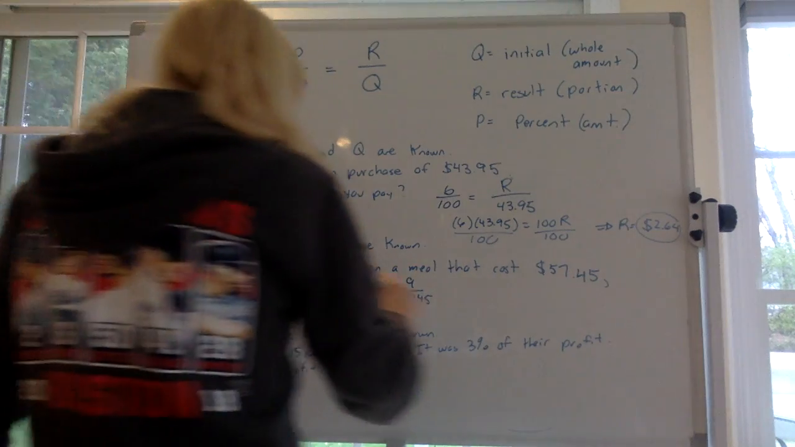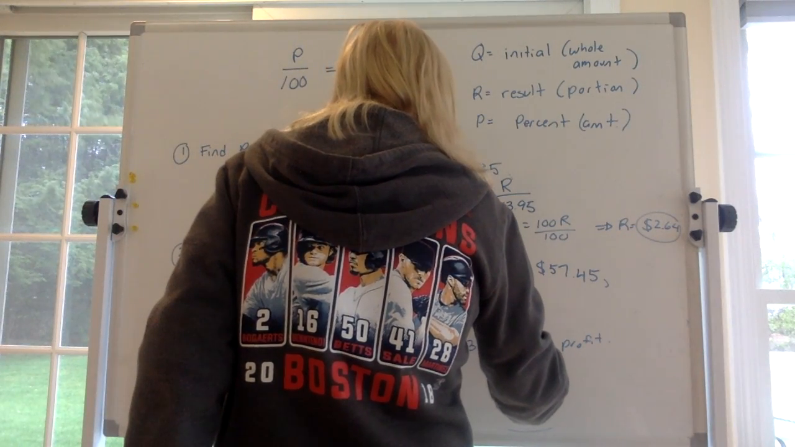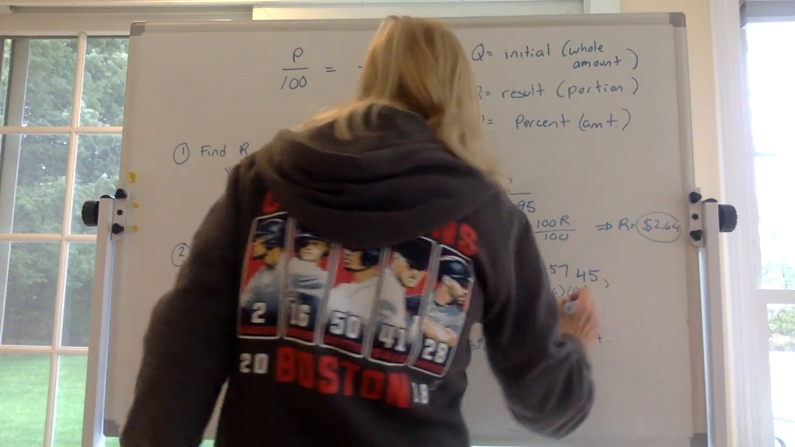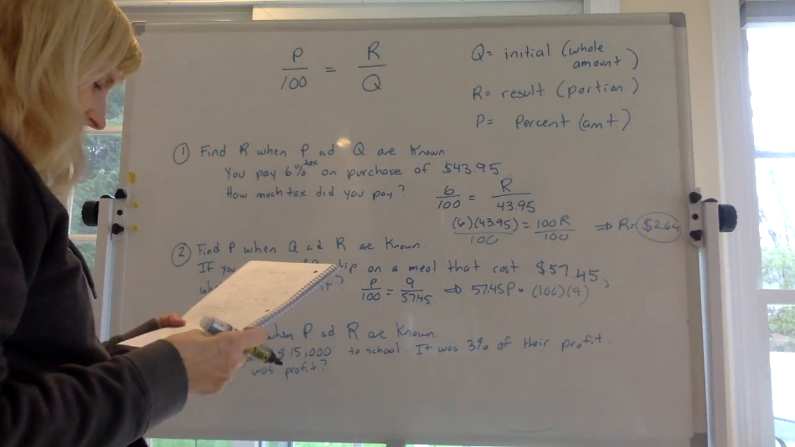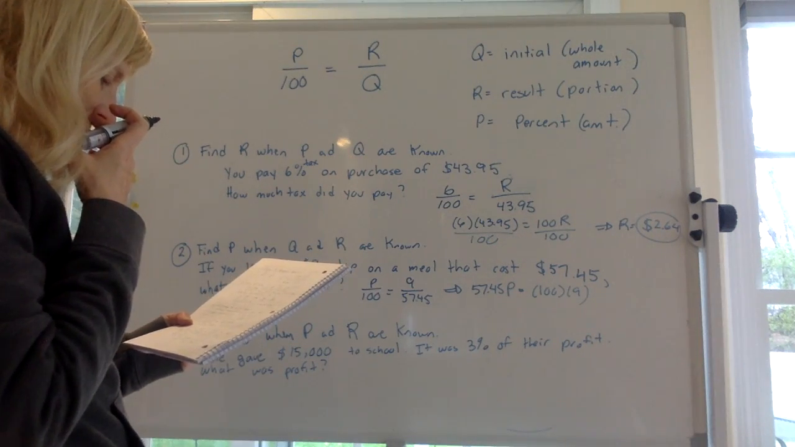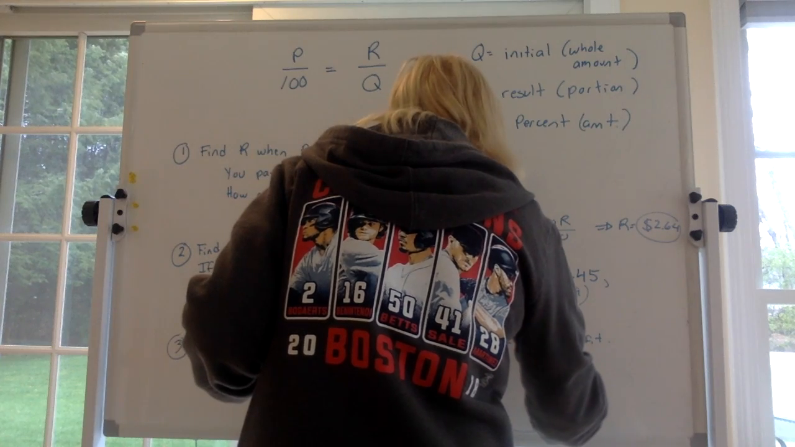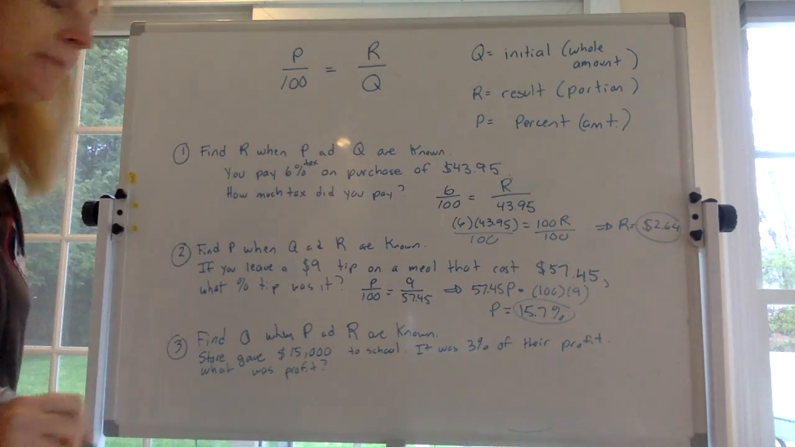Okay, so you cross multiply again, you get 57.45 times P equals 100 times 9. And when you divide both sides by 57.45, I got P is equal to 15.7%. You can check that on your calculators, make sure you're doing it right.